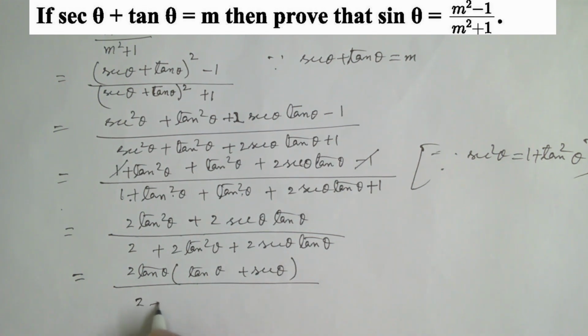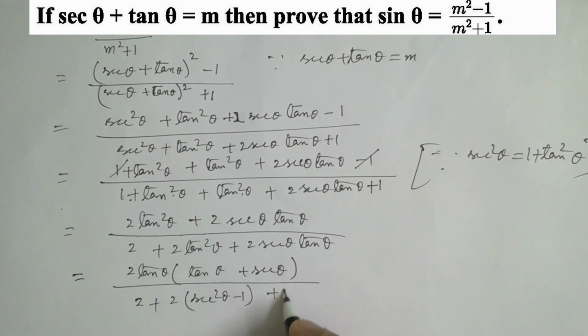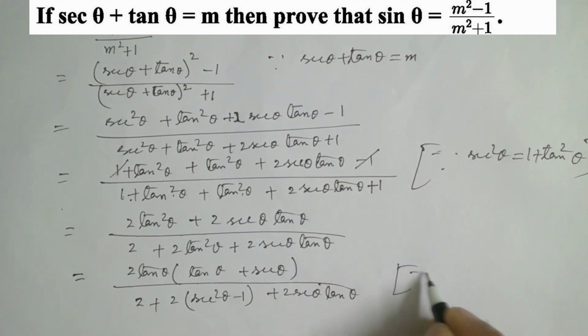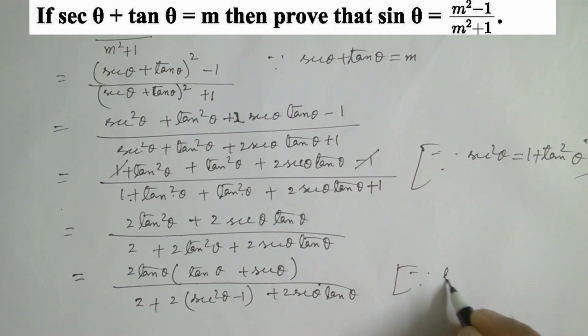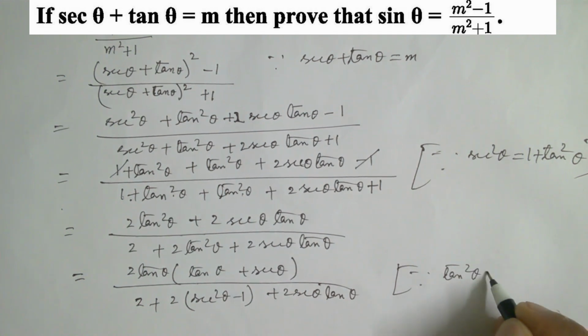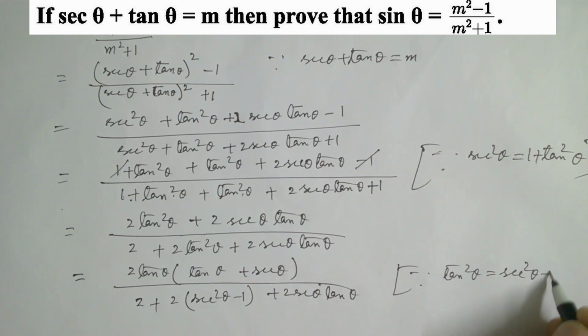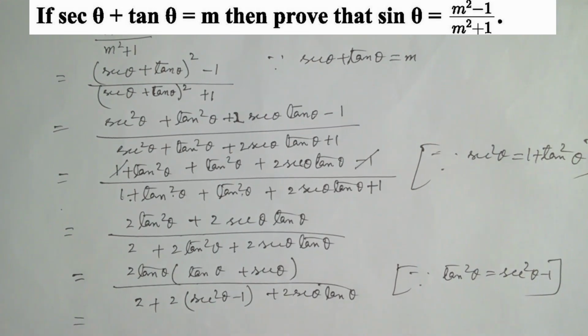2 plus 2 times sec square theta minus 1, what is tan square theta, plus 2 sec theta tan theta, as tan square theta is equal to sec square theta minus 1. So whenever this is opened, that means this is multiplied: 2 sec square theta minus 2, 2 and minus 2 will get cancelled.